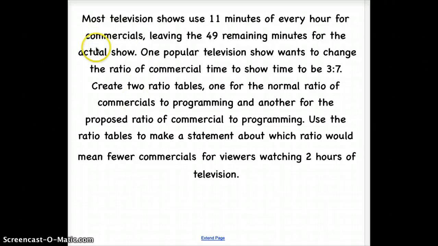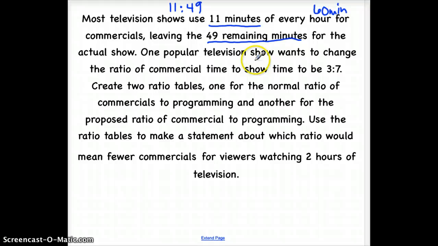Okay, this question is very similar to your test, so please make sure if you don't understand this, watch it again. Okay, it says most television shows use 11 minutes for every hour, which is 60 minutes, for commercials, leaving 49 minutes for the actual show. Okay, so our first ratio is 11 to 49.